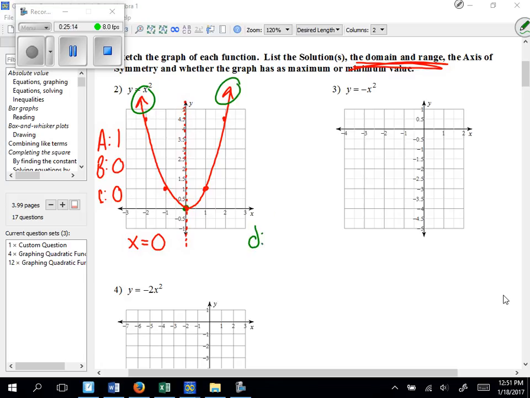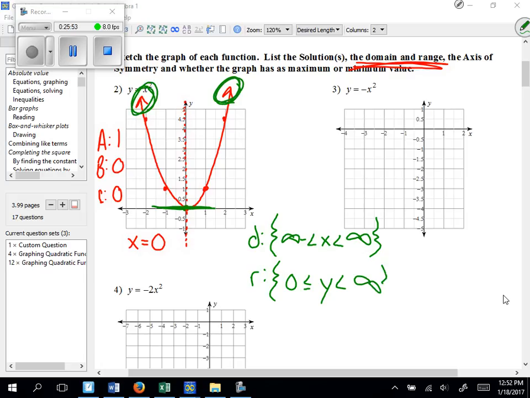So for my domain, I would say negative infinity is less than all the x values that are less than positive infinity. It's going to go forever to the left and forever to the right. For the range, it's how far down does it go to how far up does it go. The farthest down that it goes is 0. So I'd say 0 is less than or equal to, because it's an actual point, all the y values that are less than. Again, the arrows tell us it goes up forever, positive infinity.